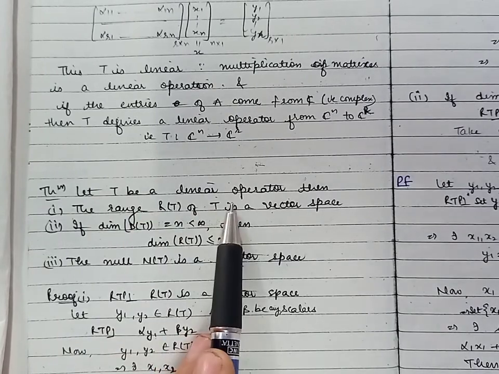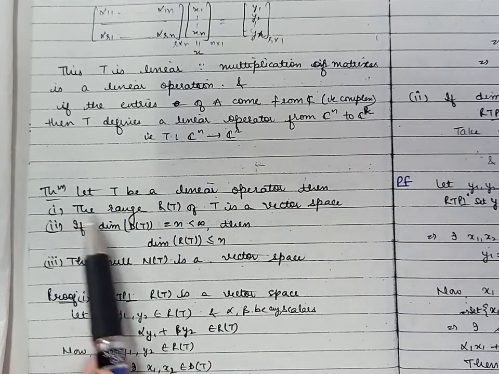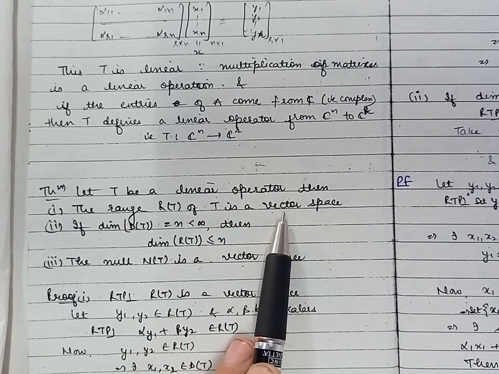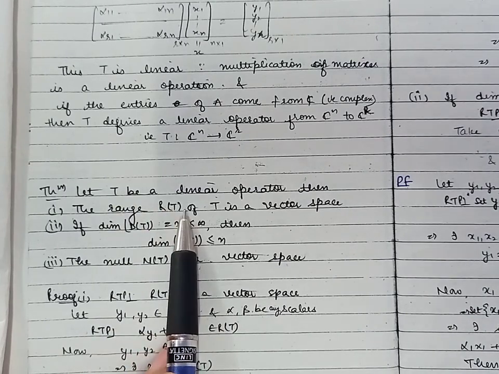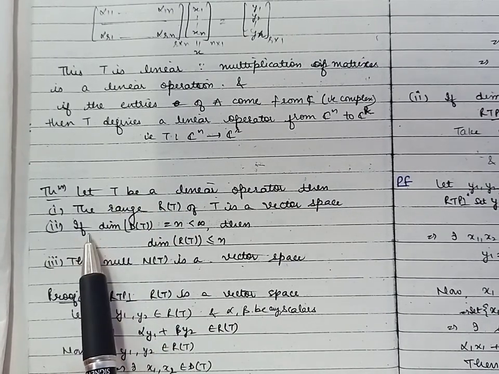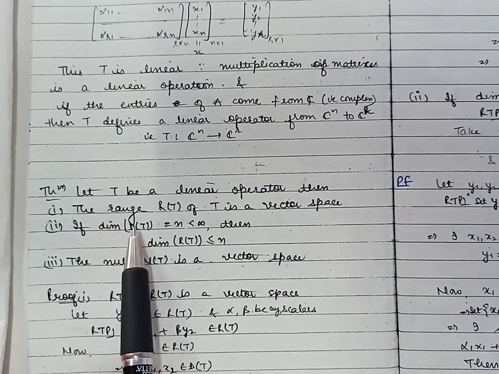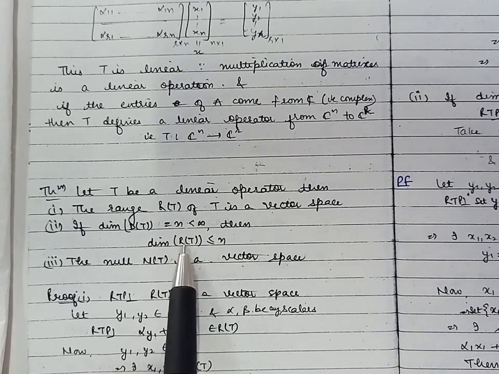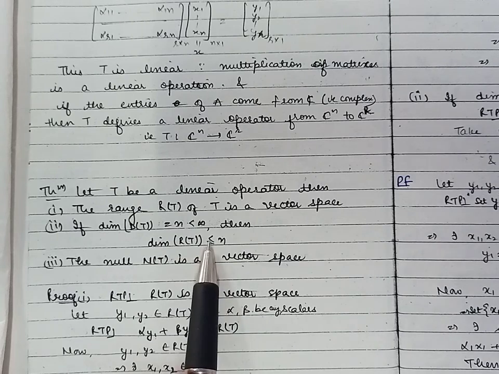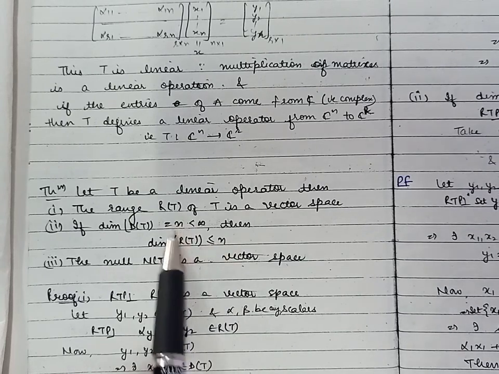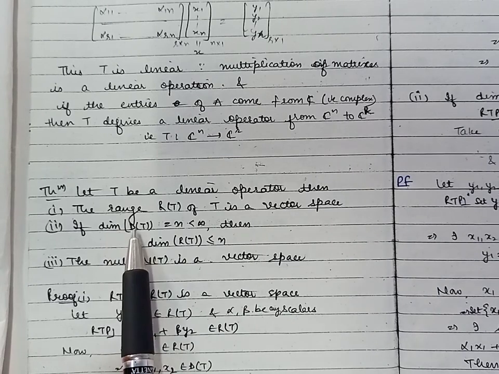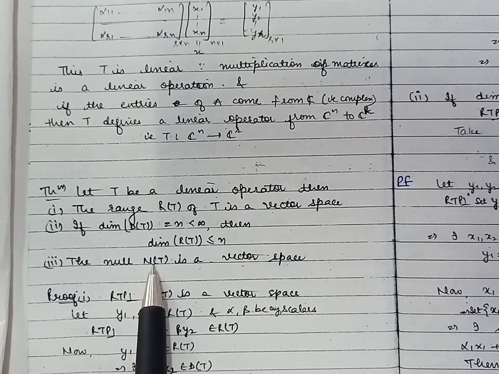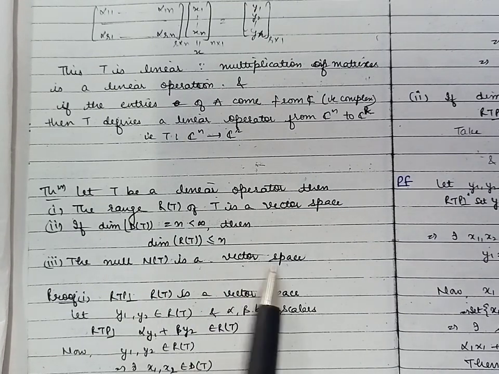So the theorem is, let T be a linear operator, then prove that the range of the operator T is a vector space. The range is denoted by R(T). And in the second part, we prove that if the dimension of the domain of T is finite, then the dimension of the range is at most n, where n is the dimension of D(T). D(T) means the domain of T. And in the third part, we prove that the null space of T is also a vector space.